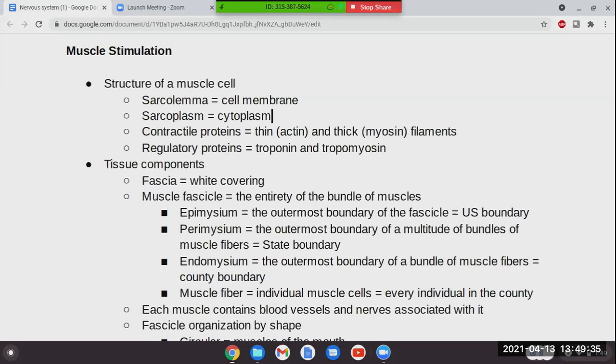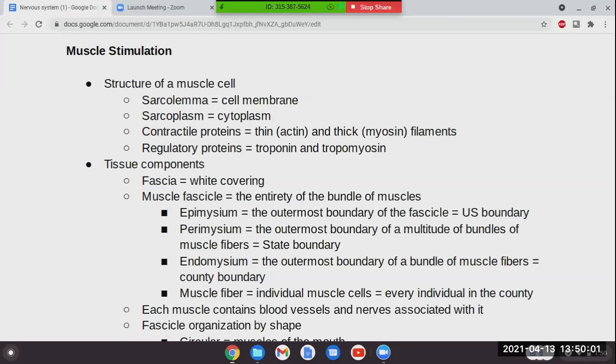A muscle cell has different structures, and the first one is the sarcolemma, which is the cell membrane of a muscle cell. It's not just a cell membrane, it's a special form of cell membrane. And in muscle, we call it sarcolemma. And the second one is the sarcoplasm, which is the cytoplasm. It's equivalent to the cytoplasm in a muscle cell.